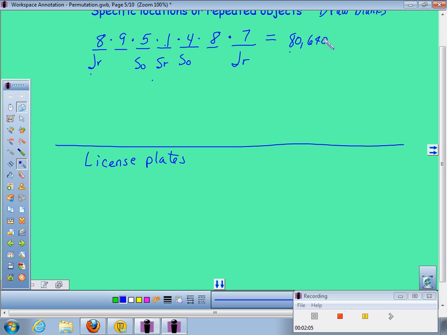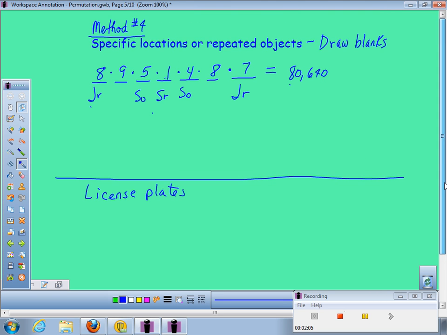Where you're putting things in specific locations like that, numbers can be repeated. So is there a formula for this one? No, not literally. The only way you can do these is to draw out the blanks and ask yourself how many can go in each spot. It's the only way. Yeah, that sounds like a way.